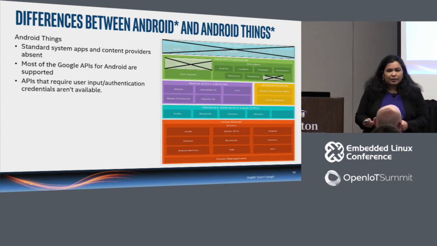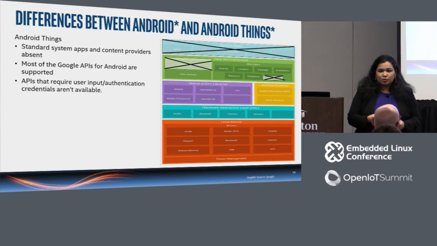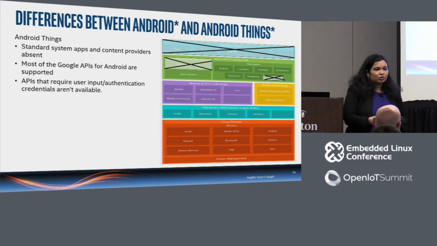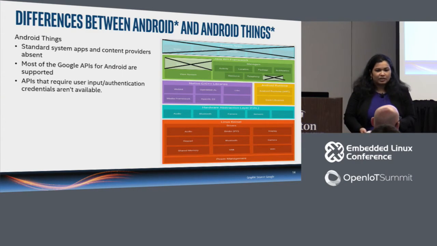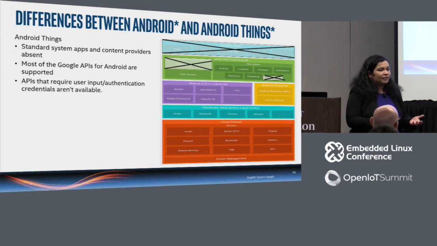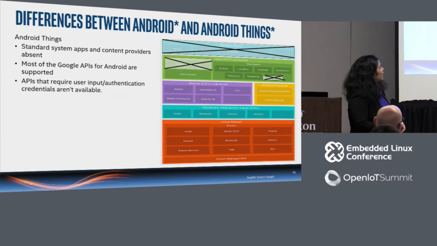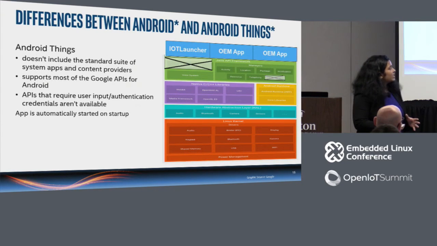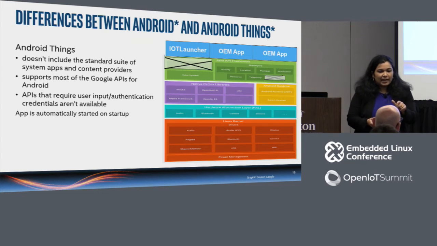And most of the Google APIs which are supported on Android are supported on Android Things, except for a caveat that all of the APIs which require user authentication have not yet been enabled. This is probably because we're still on developer preview 2, and all of the security features have not yet been enabled. So one of the key differences between using an Android phone and using an Android Things IoT device is the way that the user experience is. You don't have navigation on the Android Things device to move from one app to another.